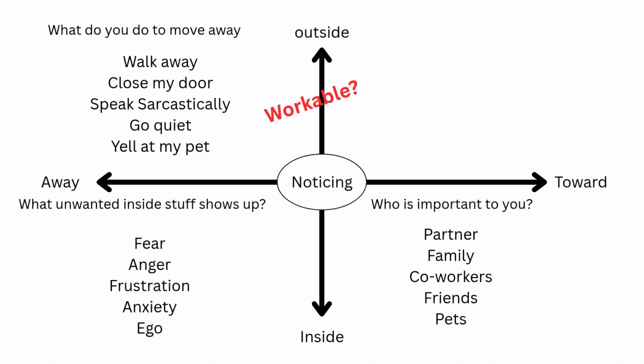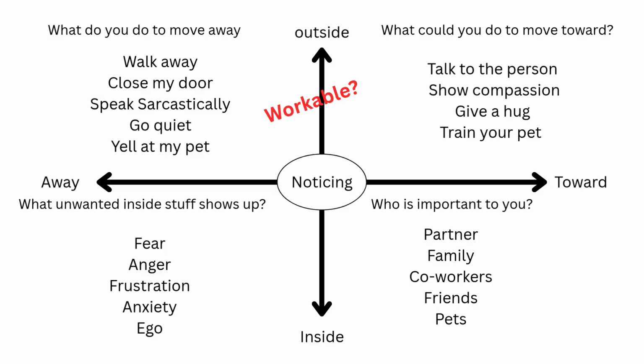Is what I'm doing workable? Does it help me to move toward who is important to me? Will walking away, closing my door, help me solve the differences I might be having with a family friend or my partner, a coworker? Does being sarcastic help resolve problems? And so if they're not workable, then we can ask this question: what could we do instead to move toward? And there are a whole bunch of things that you could try to do. For instance, you could talk to the person rather than walking away. You could show some compassion to the person you're having a dispute with, or with your dog or pet. Instead of yelling at them, you can try to train them so they don't repeat that behavior.